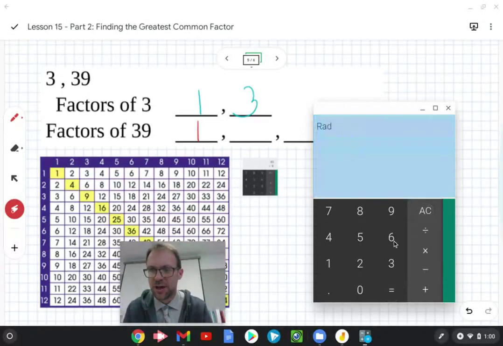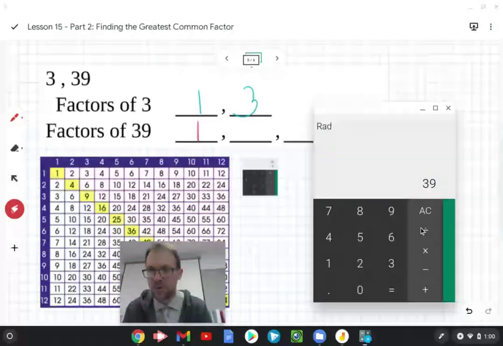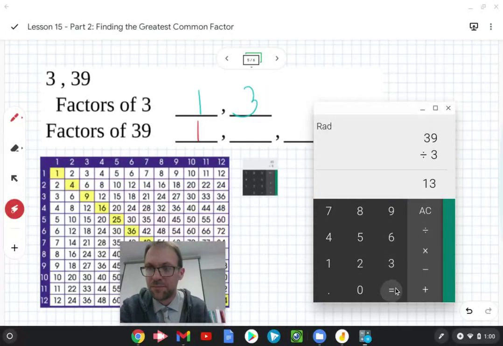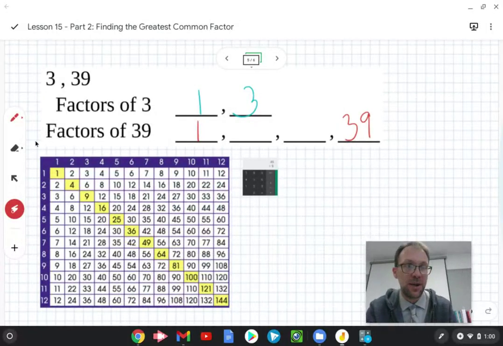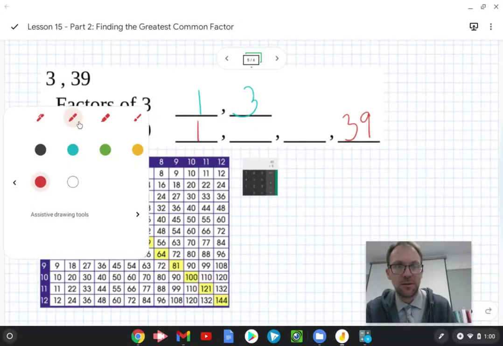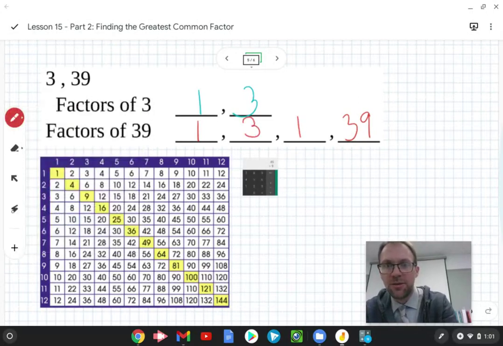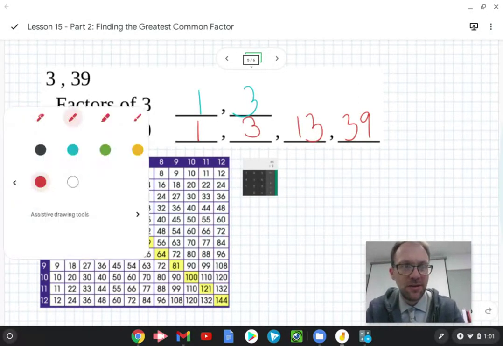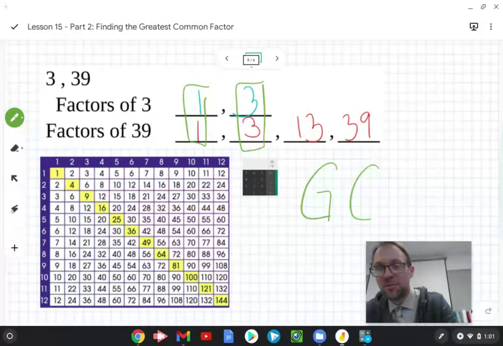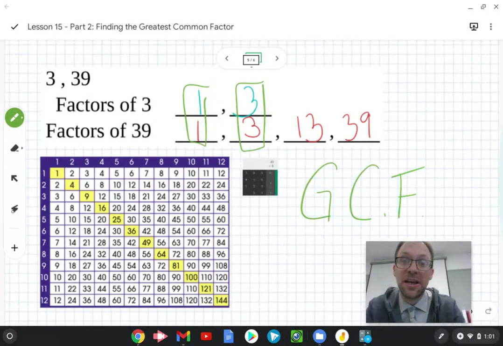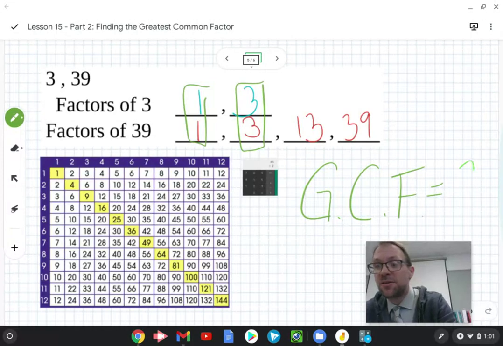Let's try another one. Let's try 39 divided by 3. Let's see. Oh, there we go, 13. That's a whole number. And so we know 3 and 13 are the final factor pair. So now we find the factors that 3 and 39 have in common. And let's see, they have 1 in common, 3 in common, and that's it. So the greatest common factor for 3 and 39 is 3.